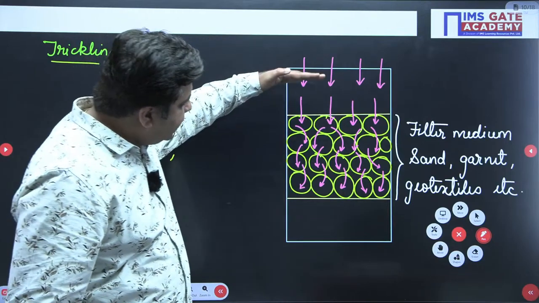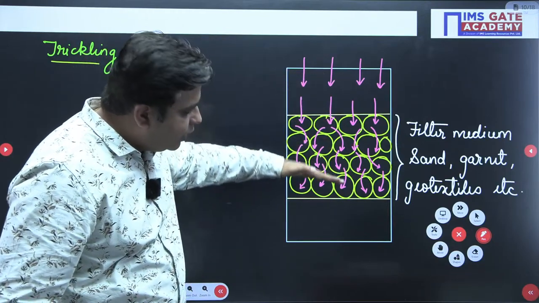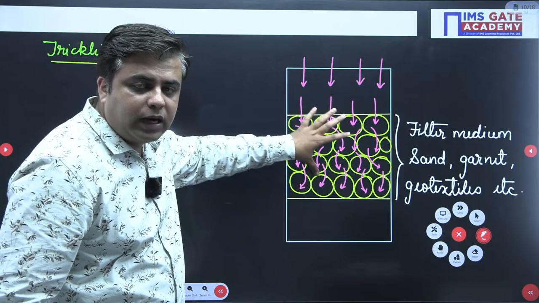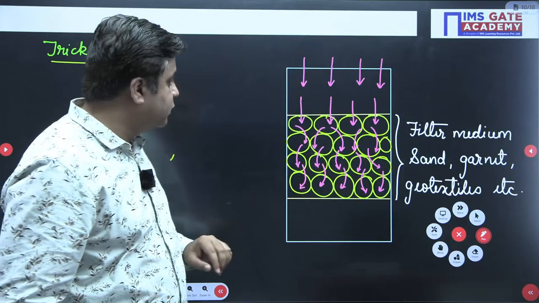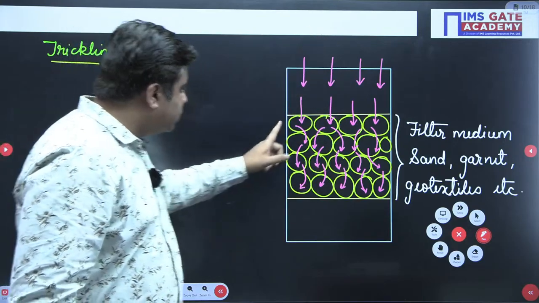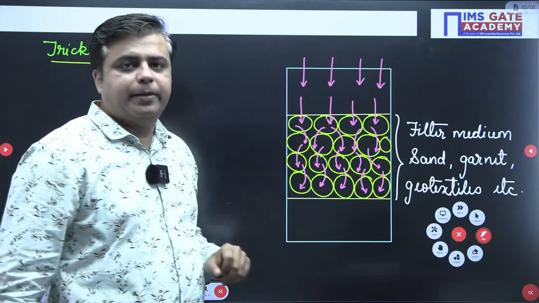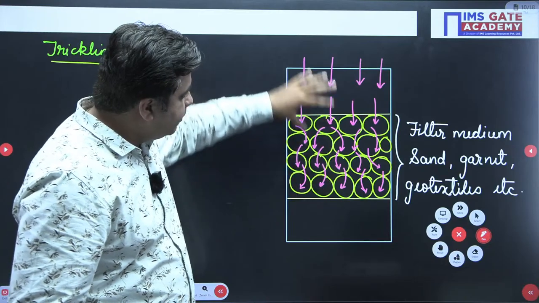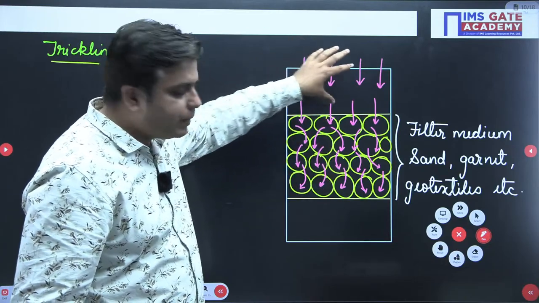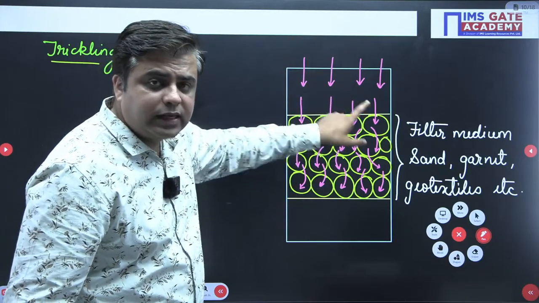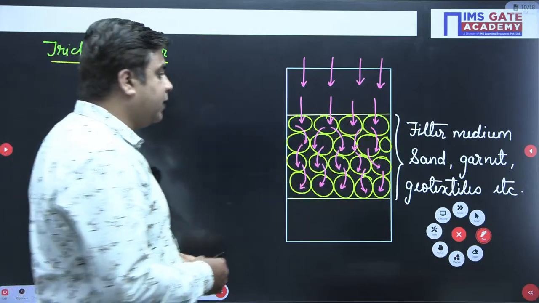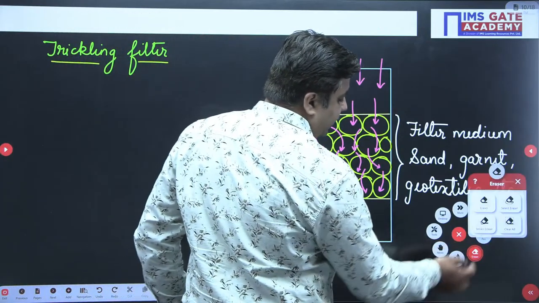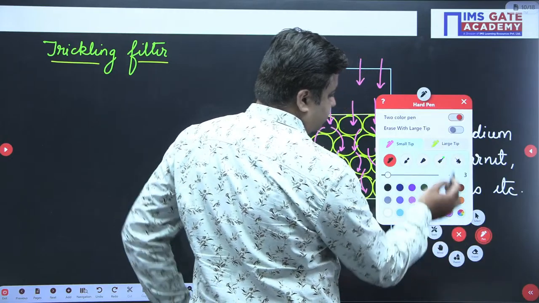Now when this waste water is trickling over the filter medium, the biomass which is already present in the waste water gets attached over the surface of the filter medium and will form a layer which is known as the slime layer.